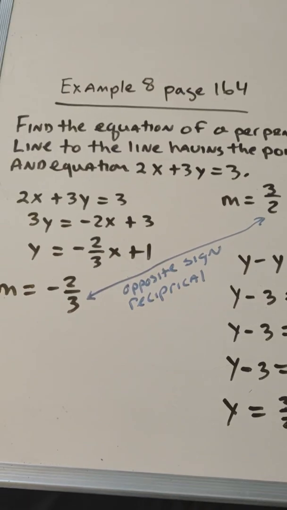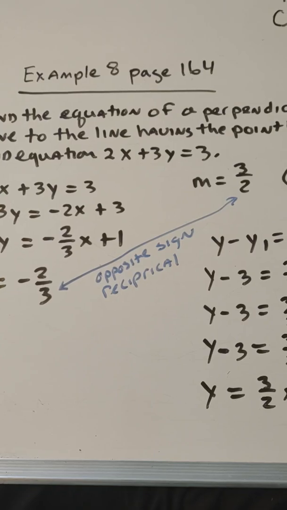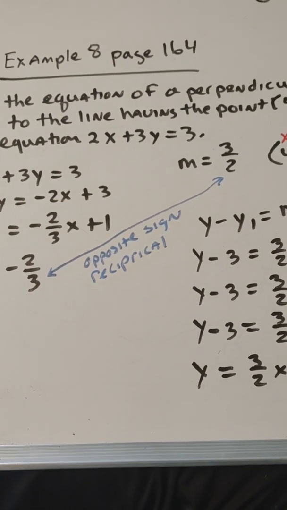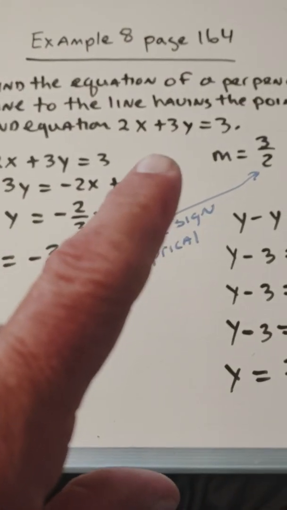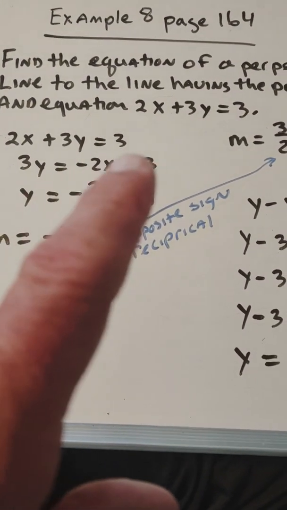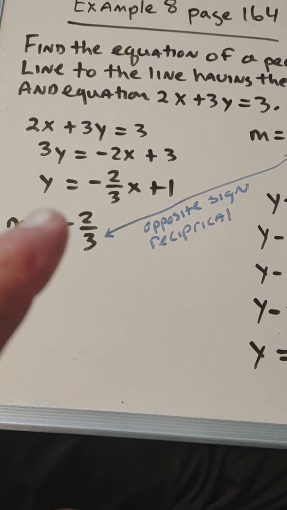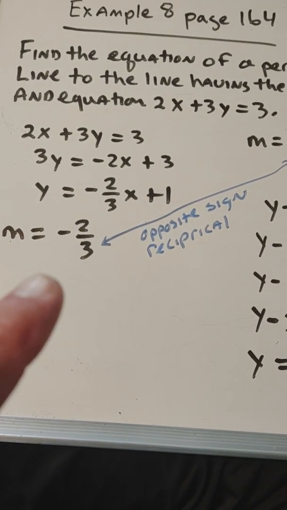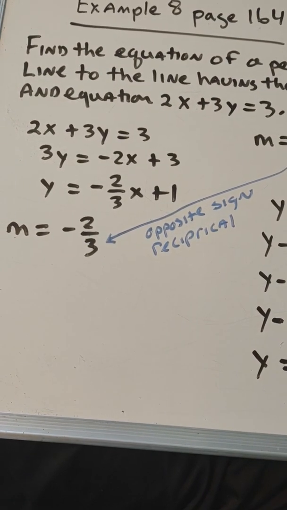It says, find the equation of a perpendicular line to the line having the point (4, 3) and equation 2x + 3y = 3. So the first thing we do is take the standard form of the equation and solve and put it in slope-intercept form. So we're going to subtract the 2x over, divide by 3, and we get y = -2/3 x + 1, which means the slope of the line that we have is -2/3.